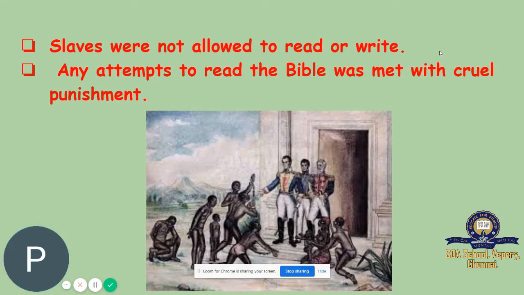Slaves were not allowed to read or write. Any slave who read the Bible was met with cruel punishment. If any slave read the Bible, the punishment would be very severe. So why did they not let the slaves read or write? Because if they let the slaves read or write, they would start questioning the owners, right? So they were not allowed to read or write.